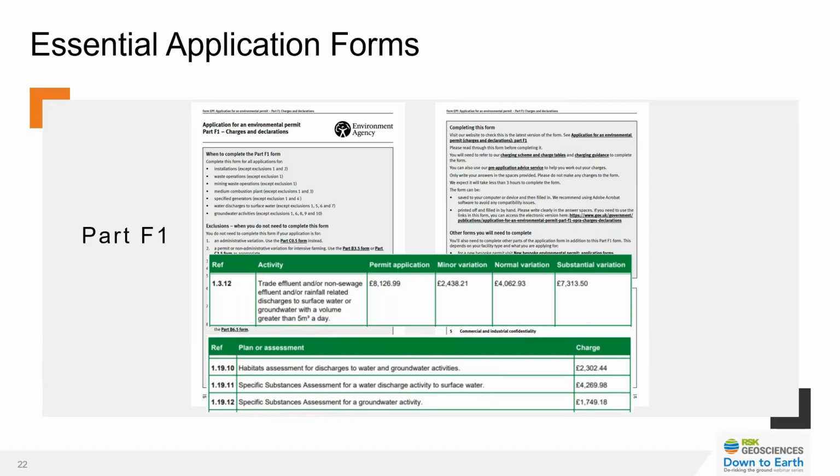Current charges associated with an EA permit application are shown on the screen now. So it's currently £8,126.99 for a new permit application to discharge your construction surface water. But also shown on screen are some fees for a small selection of more common assessments that the regulator may determine are required as part of the permit application.